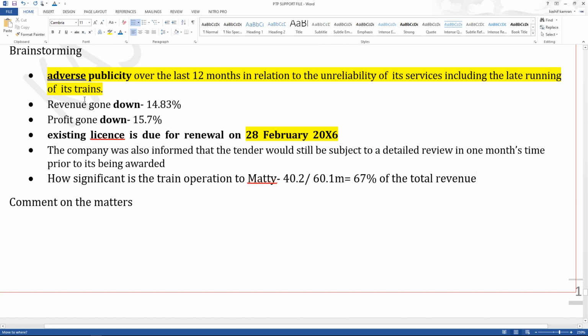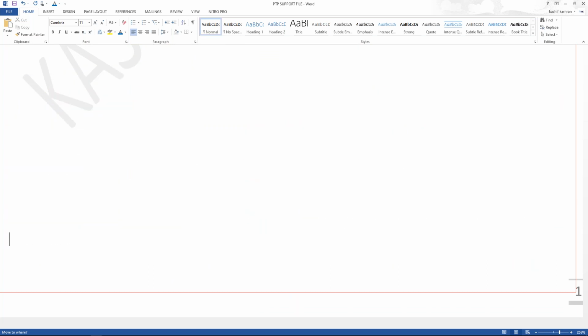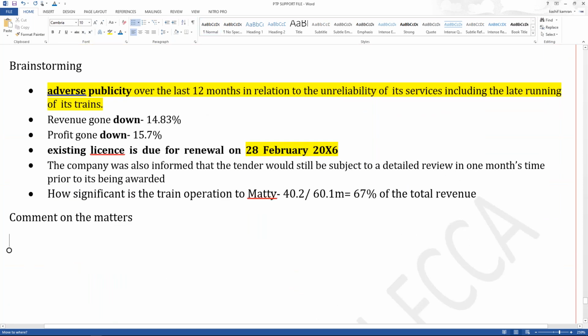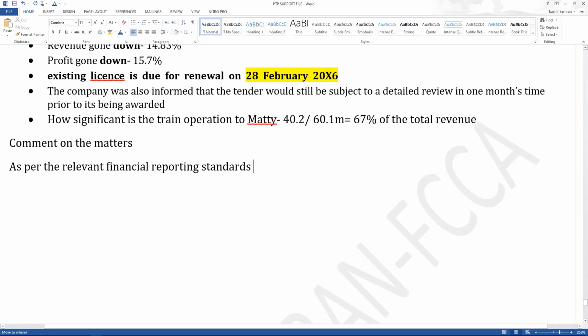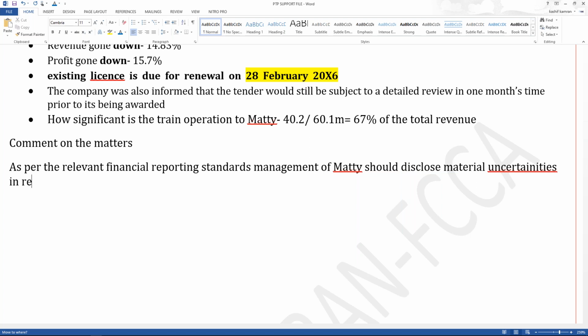Ends the story. Now we need to comment on the matters. How will we comment on the matters? Will we find materiality, accounting treatments? No, because it's a going concern matter. So the first comment on the matter we will tell is that as per the relevant financial reporting standards, management of METI should disclose material uncertainties in relation to going concern of the train operations in the notes to the financial statements.